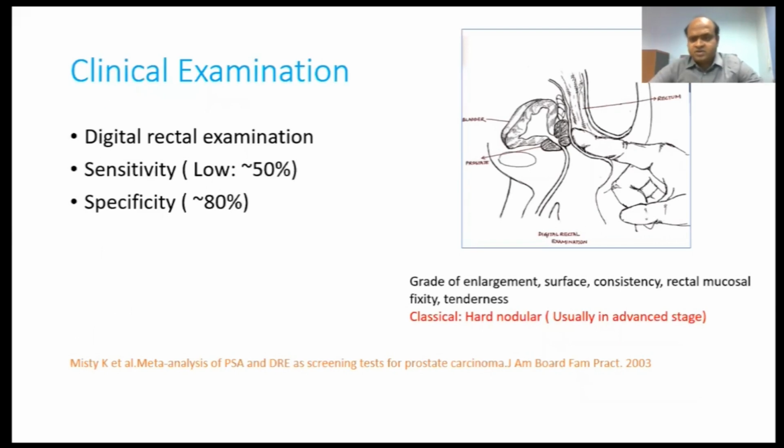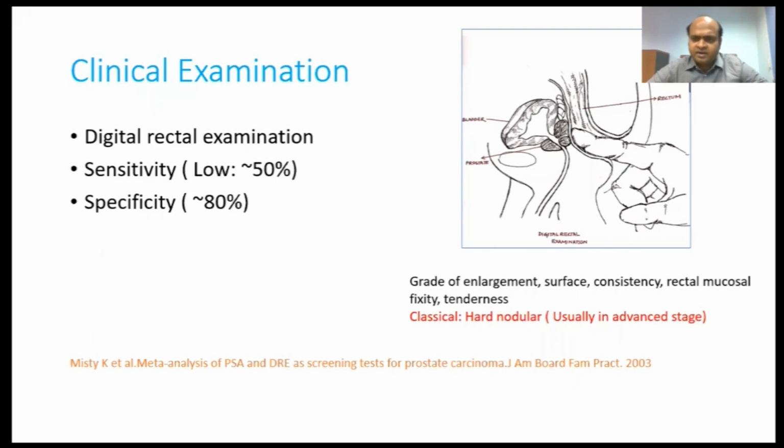In clinical examination, the most important examination which can give you a clue regarding prostate cancer is the digital rectal examination. That means we put the finger in the transrectal route and try to palpate the prostate, which is situated anterior to the rectum. It provides information regarding the size of the prostate, the consistency, the surface of the prostate, that is, whether the surface is regular or irregular, and the overlying rectal mucosa.